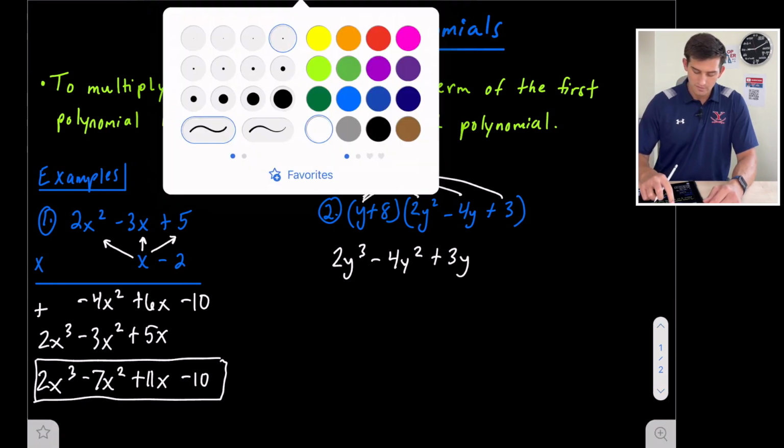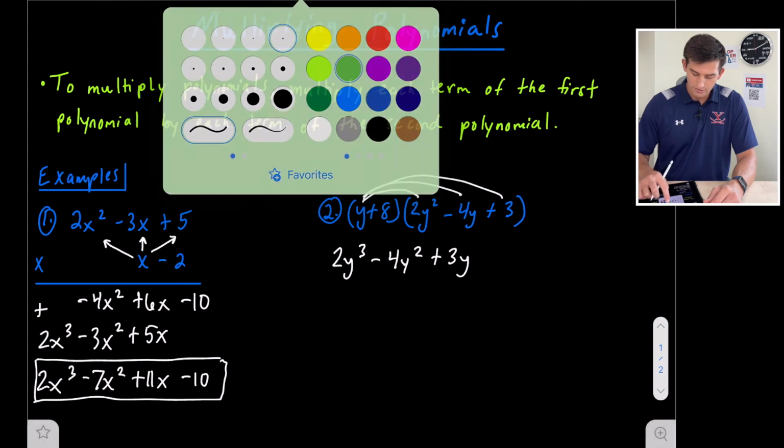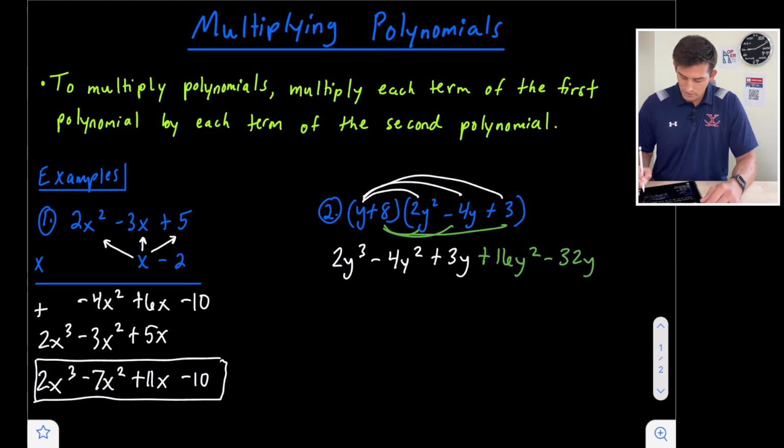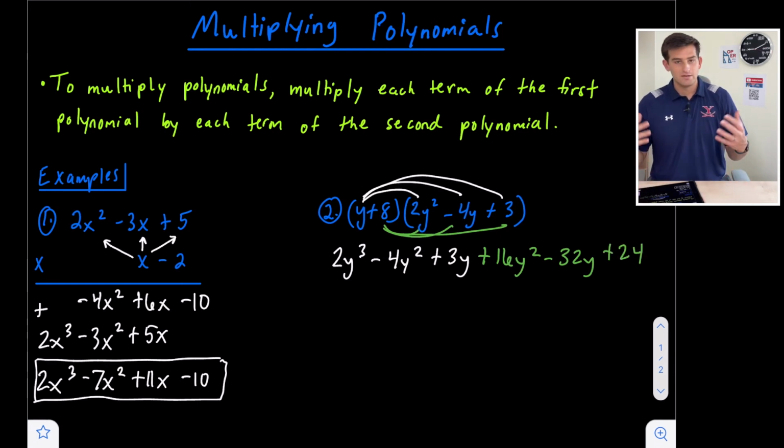Now I'll switch up my color to a green, and we'll multiply 8 by all three of these terms. We have 8 times 2y squared, which is a positive 16y squared. 8 times negative 4y would be a negative 32y. And then 8 times 3 would be plus 24. Now we can go ahead and look at our like terms and combine them.